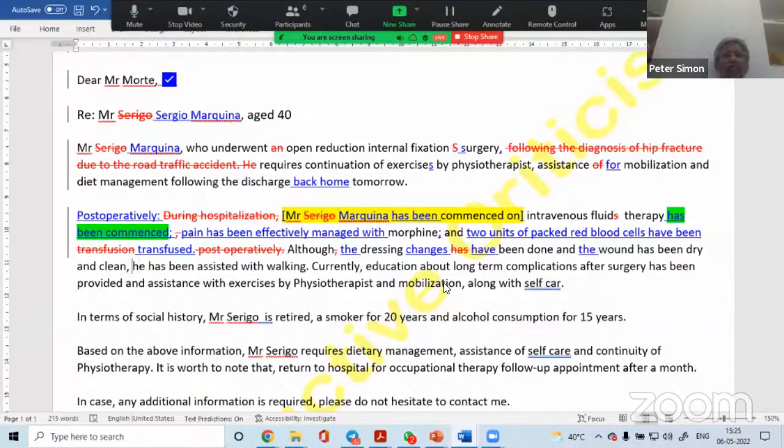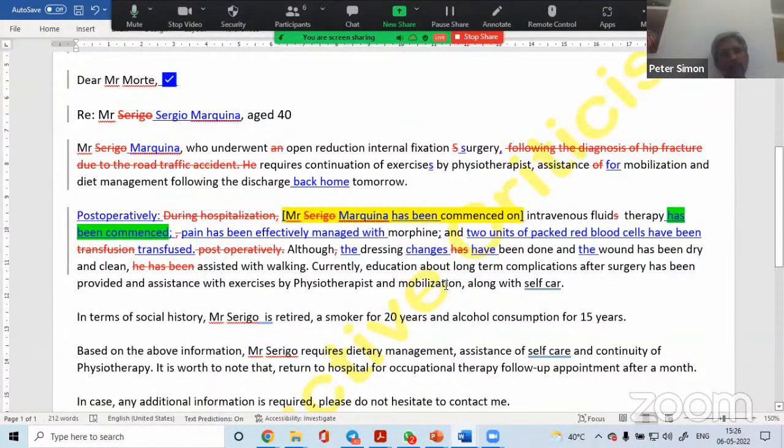He has been assisted with walking? That is correct only, no doubt. This is correct only, but why do you want to write he has? Okay. So you can put it in brackets. So write in passive voice. So don't use this one. Okay, it is correct only, but don't use. It is low quality.